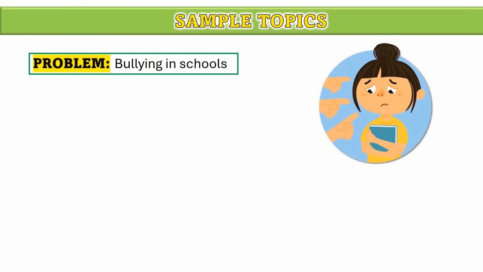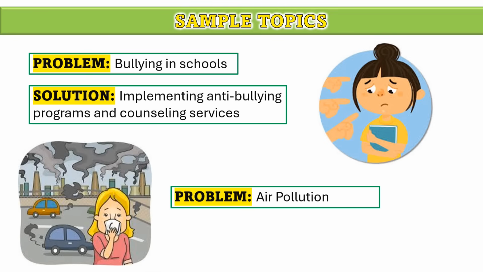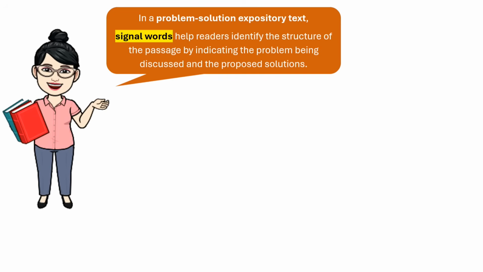Meanwhile, here are some example topics for problem solution text. Problem: bullying in schools. Solution: implementing anti-bullying programs and counseling services. Problem: air pollution. Solution: promoting the use of renewable energy and stricter environmental laws. This type of expository text helps readers understand issues logically and consider practical solutions.